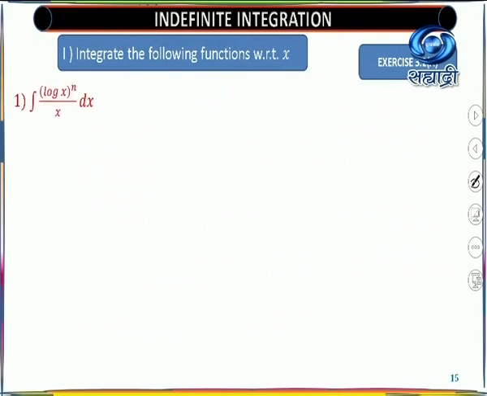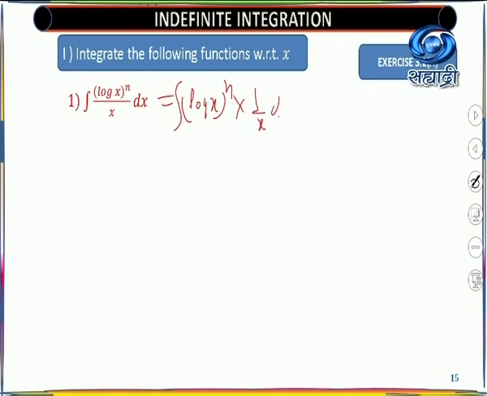So what is our first example? First example is the integral of log of x raised to n upon x dx. Now look at here. You know that if you substitute for log x, its derivative is 1 upon x. That means you are able to write this function as log x raised to n into 1 upon x dx. Now you will get immediately f of x raised to n into f dash x dx, that we are going to use here. So we'll start with that.